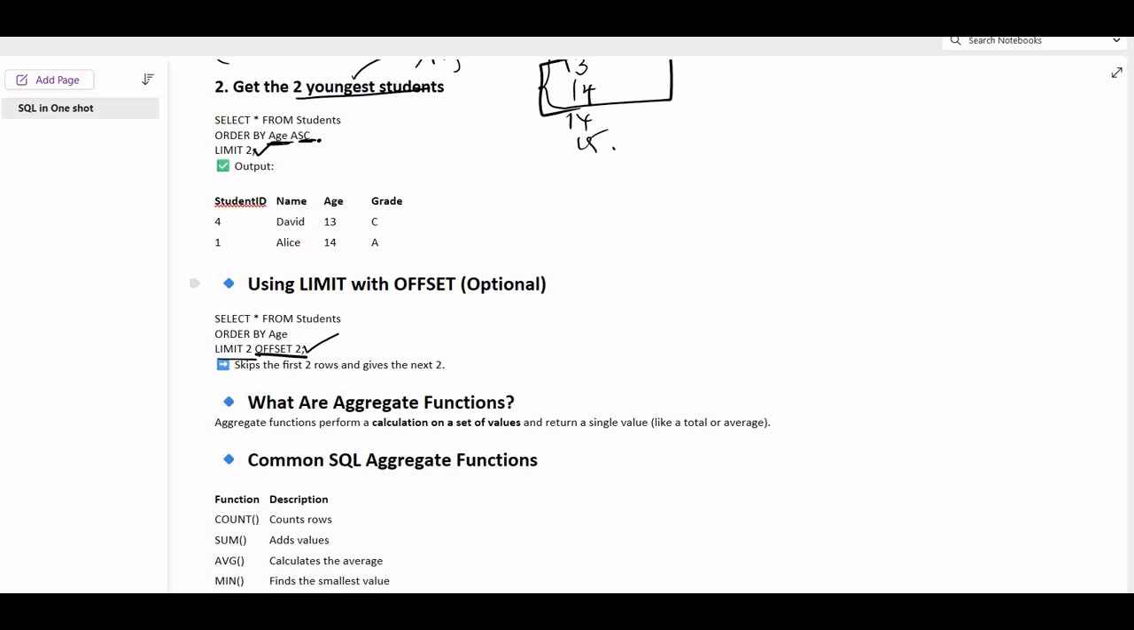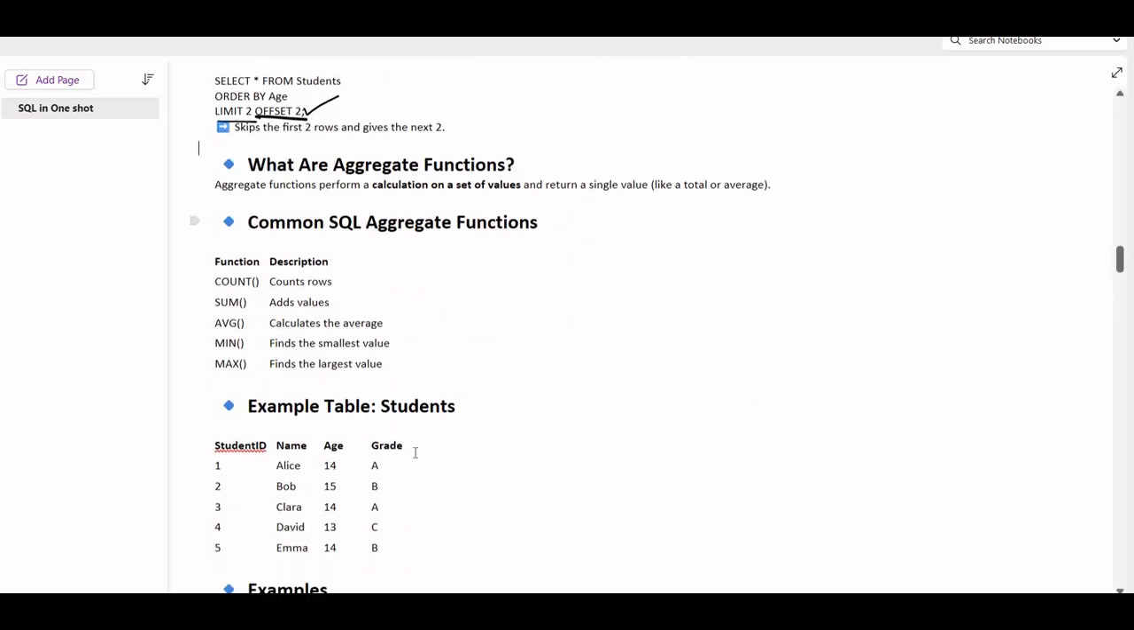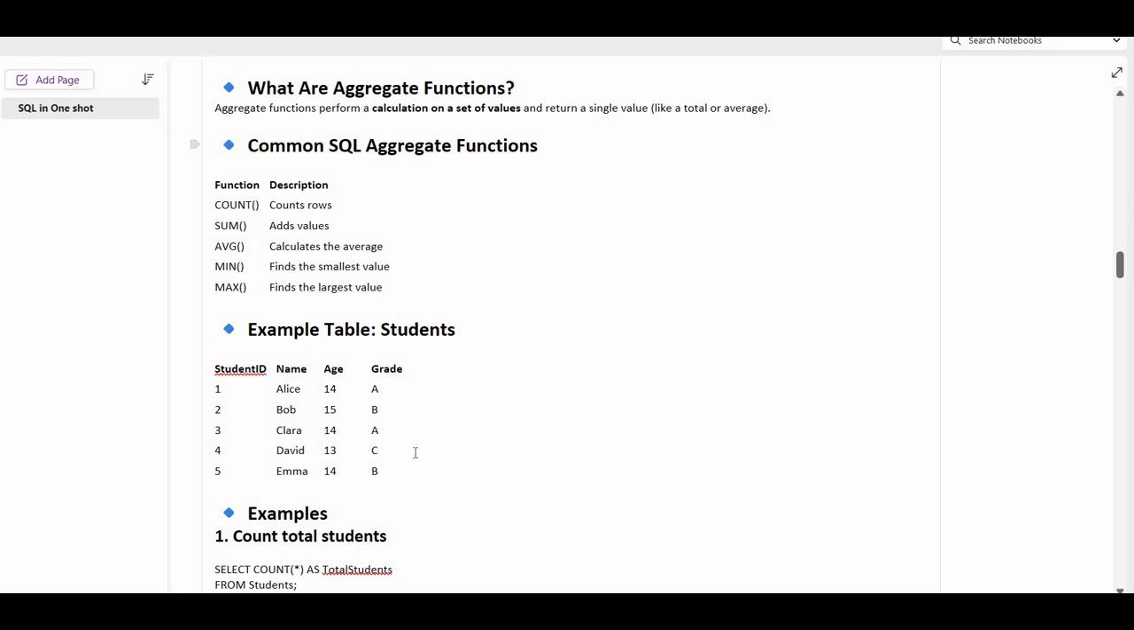The next most important topic is, what are aggregate functions? Aggregate functions perform a calculation on a set of values and return a single value, like a total or average. Aggregate functions are nothing but sum, average, min, max, and count. All those are called aggregate functions. We perform calculations on a set of values and return a single value.